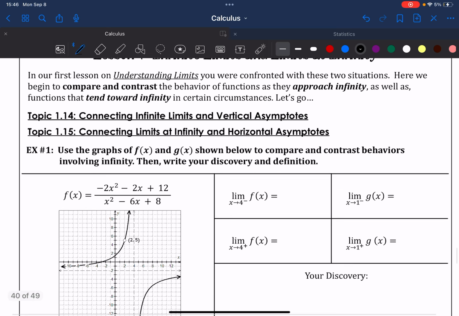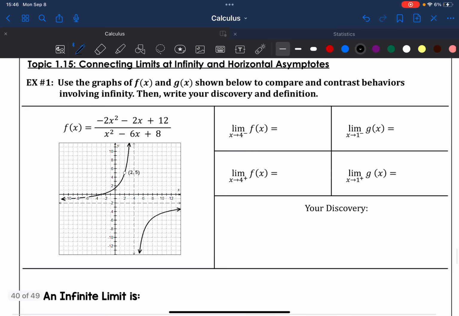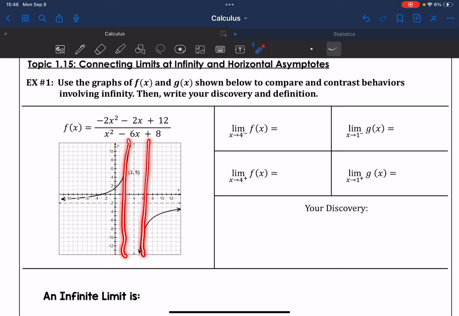So in this first one, we're going to look at the functions f of x and g of x. In this first part, we have the limit as x approaches 4 from the left and as x approaches 4 from the right. So here is 4. Notice that at 4 we have a vertical asymptote. As it's approaching 4 from the left, that's this function, and 4 from the right is this function. We notice that one is going towards positive infinity and the other is going towards negative infinity.